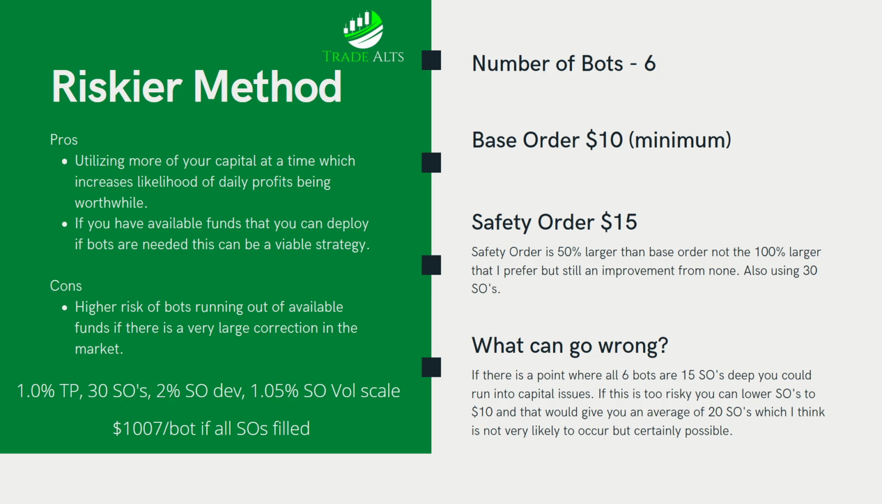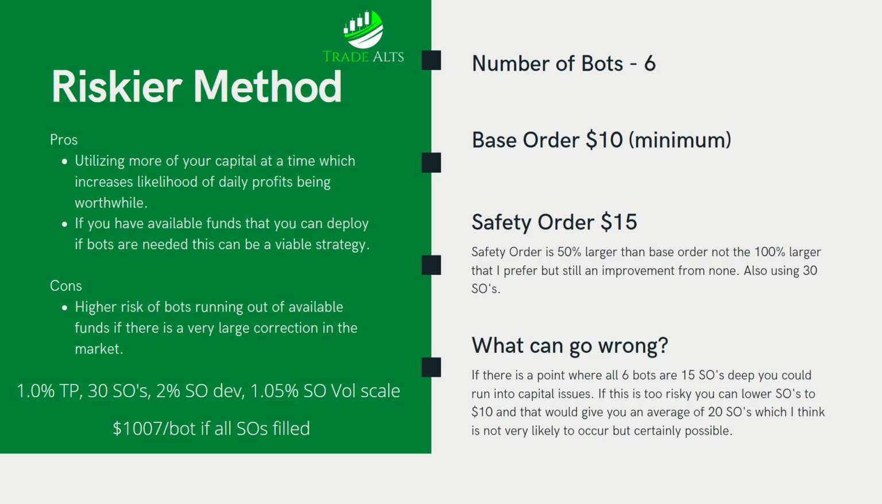So if you want to be more on the conservative side, you could change your safety order to $10. And that would give you 20 safety orders across the board pretty much for you to fill, which is crazy. That's quite a bit. I haven't really seen that happen yet. Doesn't mean it can't happen. But what are some of the good things about it? Well, you're utilizing more of your capital at a time, which increases your likelihood of daily profits being worthwhile, right? So this is you actually having more of an opportunity to use your capital to make money.